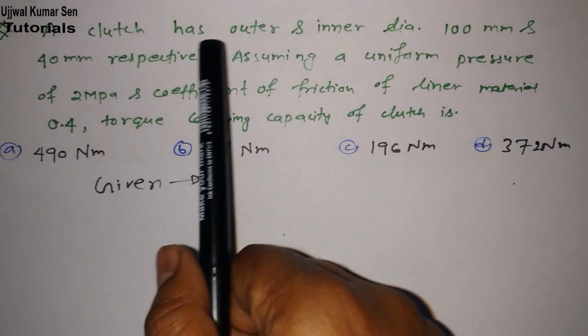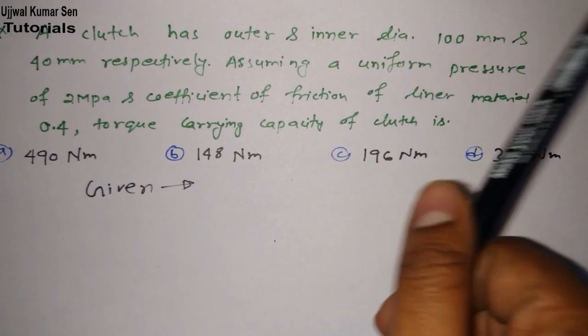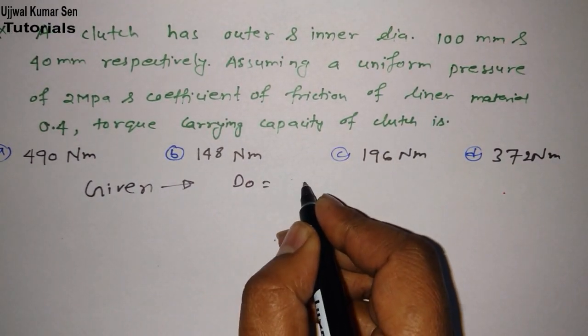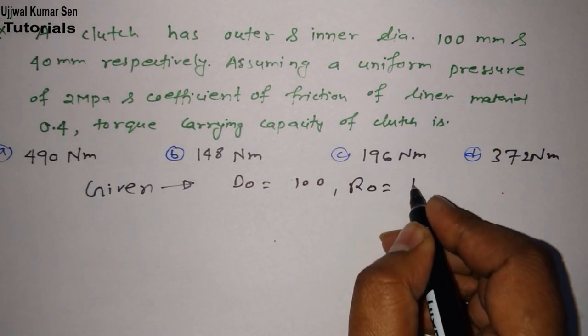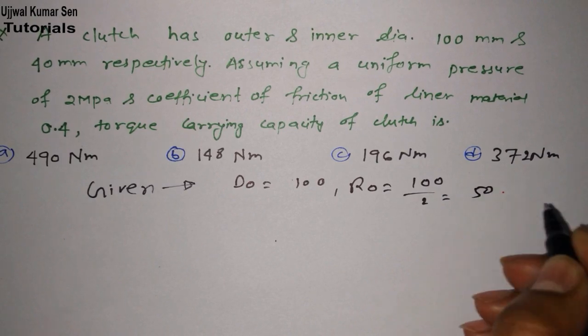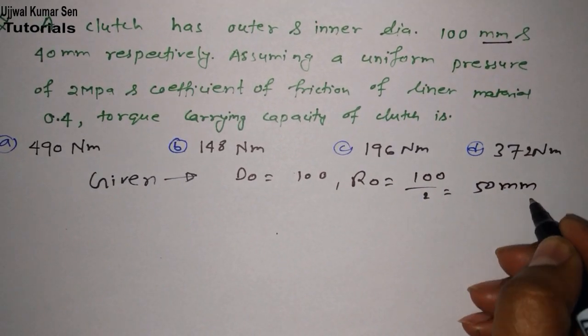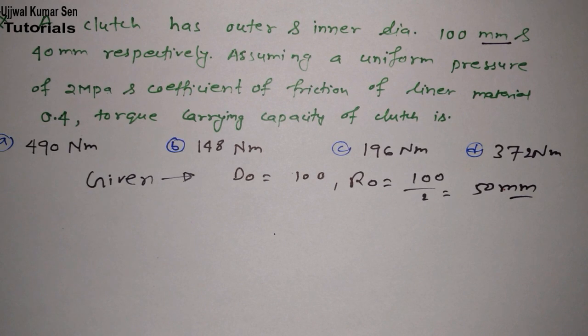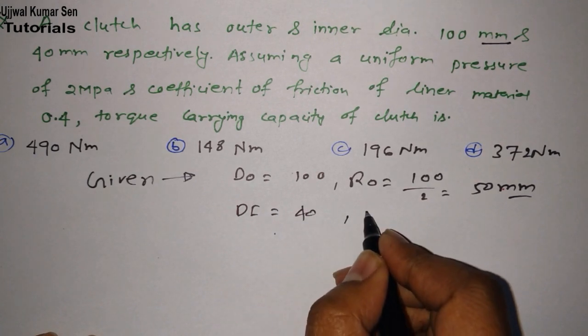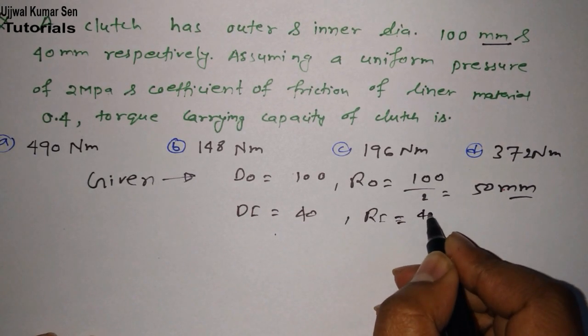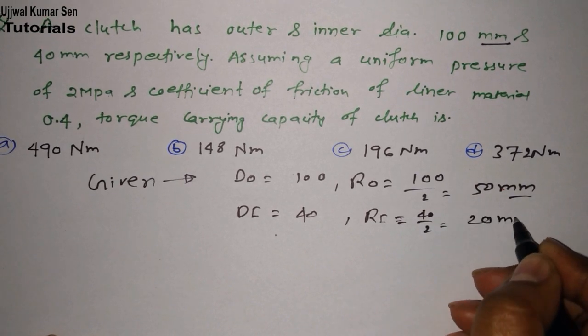The clutch has outer diameter, let's say D naught is equal to 100, so R naught is equal to 100 by 2, which is 50, and it's given in mm. That's why I have to write it in mm, because I shared with you in the beginning of the tutorial that you have to focus on units also. Now we have been given Di, the inner diameter, that is 40, so Ri is equal to 40 by 2, which is 20 mm.